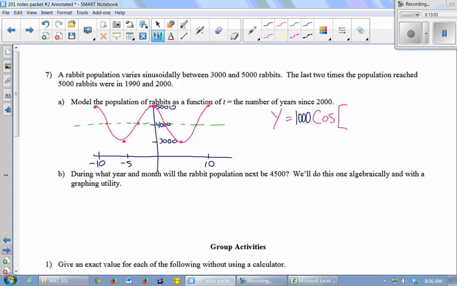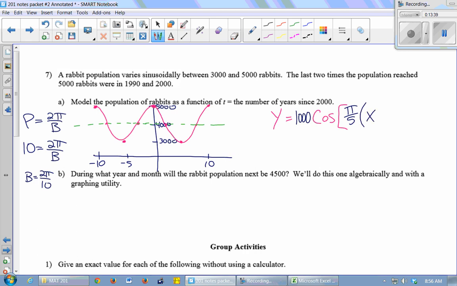Okay, and then what is the period of this function? 10 years. So if my period is 2 pi over b, and the period is 10, what's b? Pi over 5. 2 pi over 10 or pi over 5. So I'll put in the b right here, pi over 5.